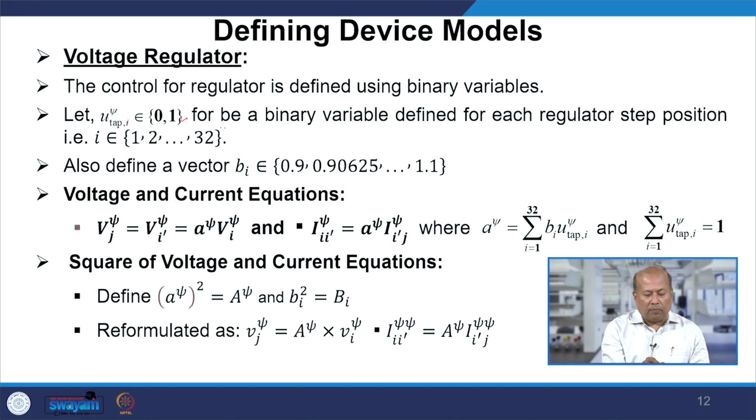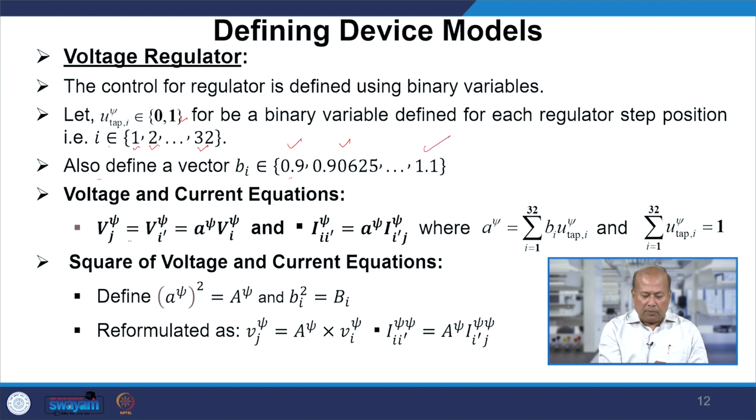Let U tap, which is 0 or 1, be a binary variable defined for each regulator step position, that is i varying from 1 up to 32 steps. That means we also define a vector which is 0.9 to 1.1, and as I told you, each step will be 0.00625. So, the first step is 0.9, the second step, let us say, 0.90625, that is plus 0.00625, and if you do it for 32 times, finally you will land with 1.1.